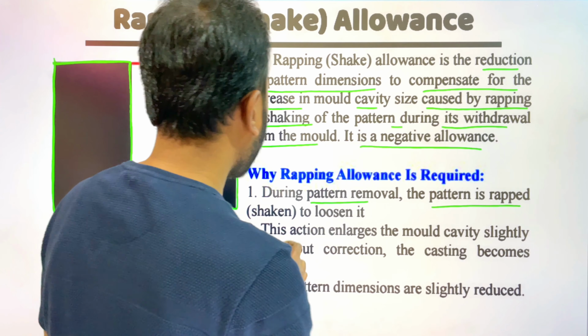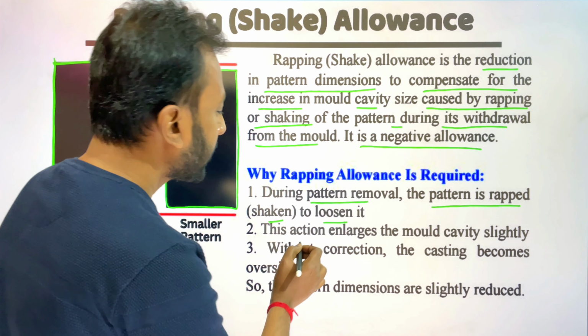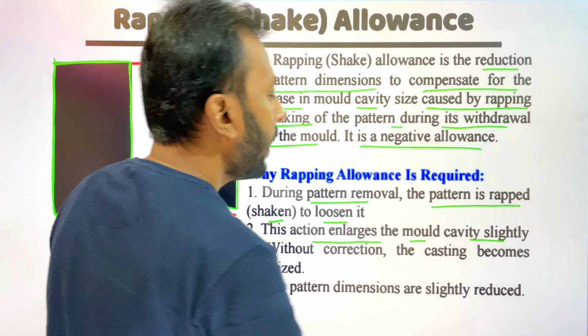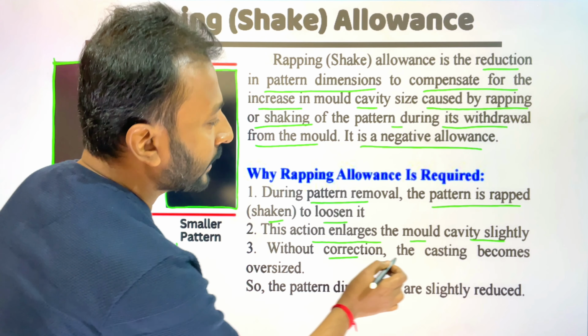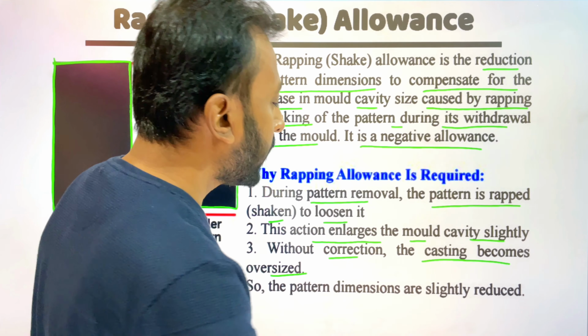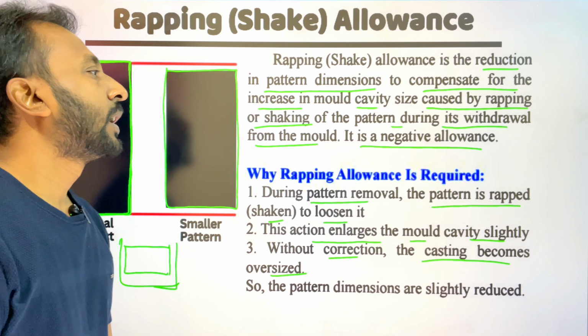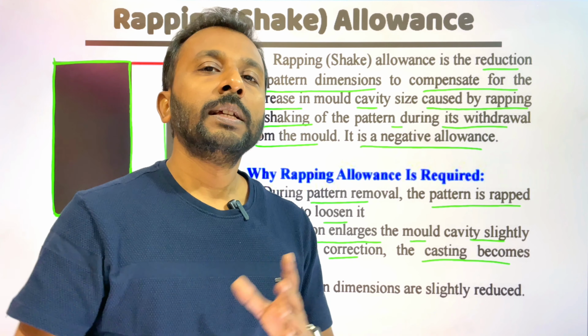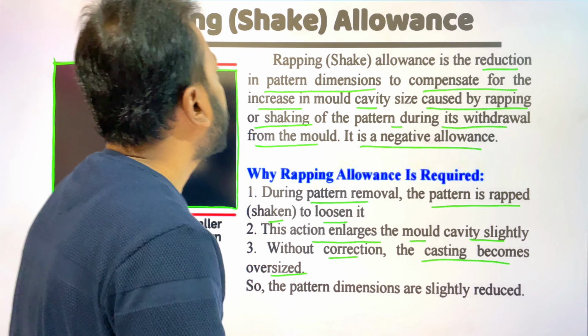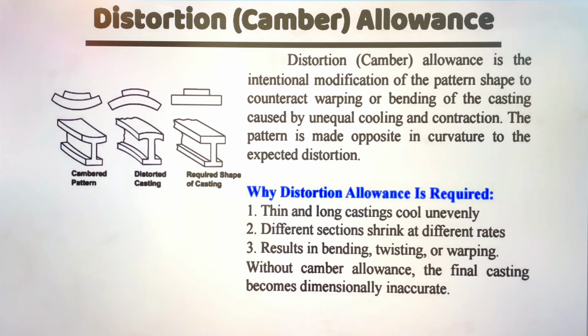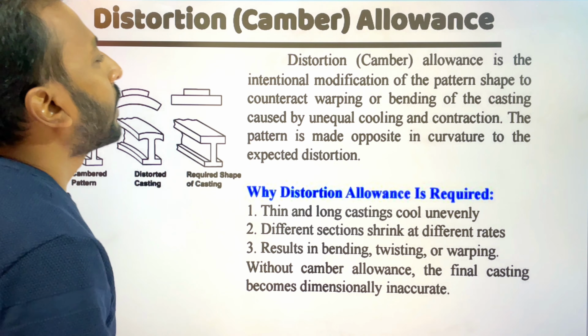The pattern is wrapped or shaken to loosen it. This action enlarges the mold cavity slightly. Without correction, the casting becomes oversized. That's why the dimension of the pattern is reduced, and it is a negative allowance. The next and the last one is distortion or camber allowance.